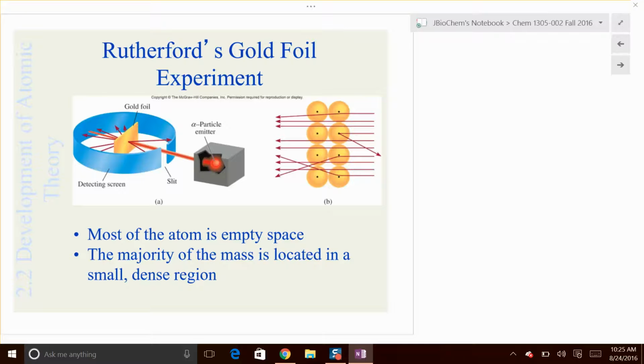And now they understand better. Okay, I now have a better understanding of what the atom consists of. It consists of a small, dense region of positive particles. And surrounding it are the negative particles, the electrons, which are mostly in empty space. Okay? They're mostly in empty space, and I can just shoot those particles right through it.